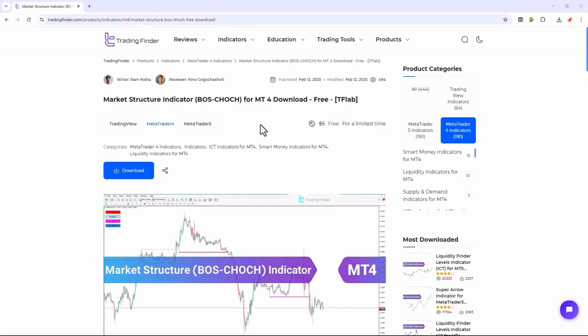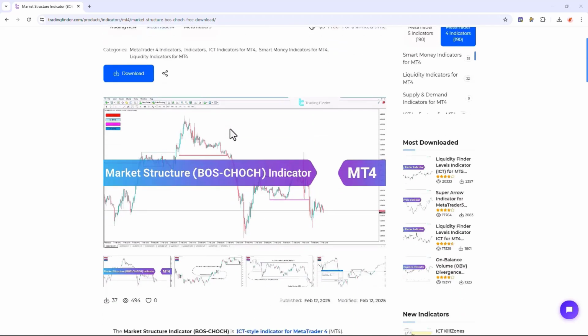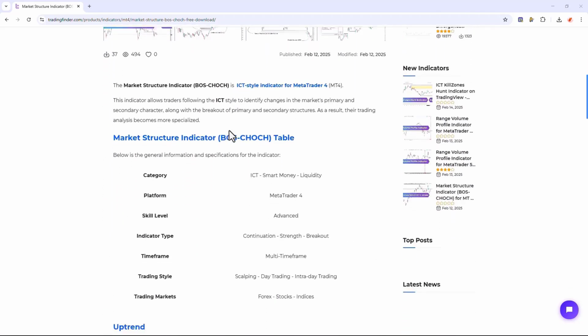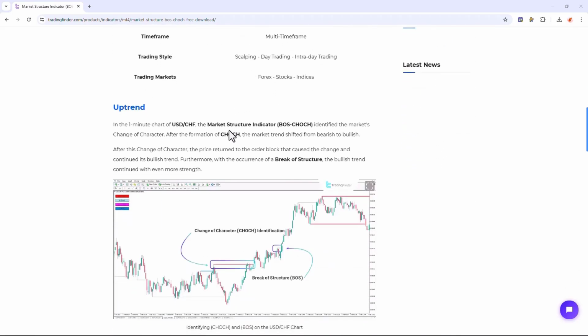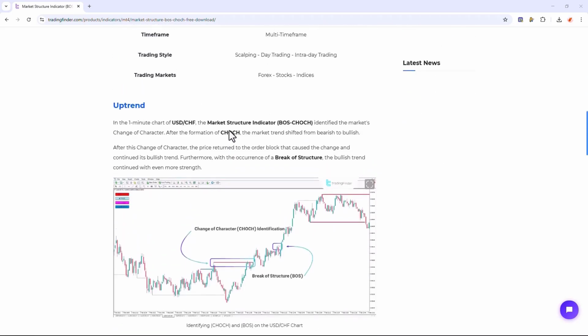The ICT-style market structure indicator offered for various platforms on the TradingFinder website. From this section, you can download the indicator file for MetaTrader 4 and MetaTrader 5 platforms and execute it on the chart. Additionally, traders can study this page to understand how the indicator works and operates.